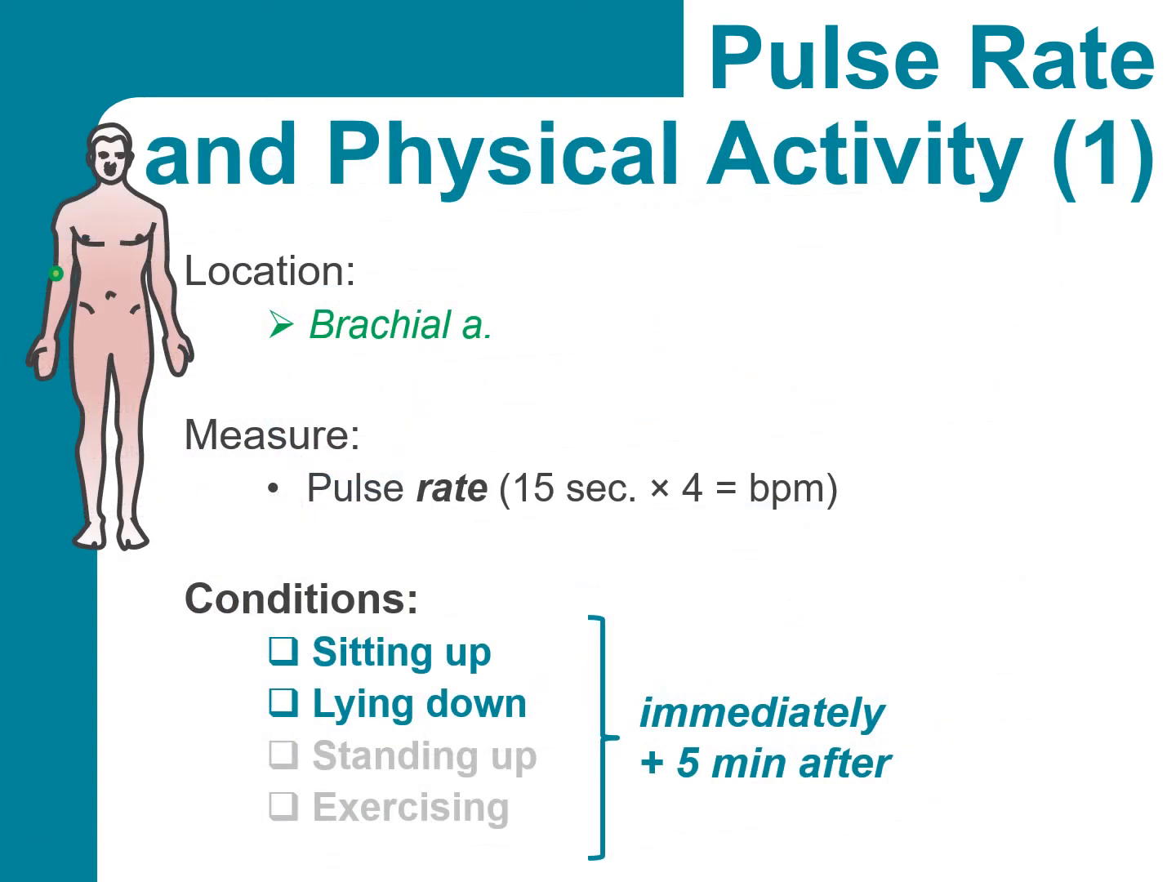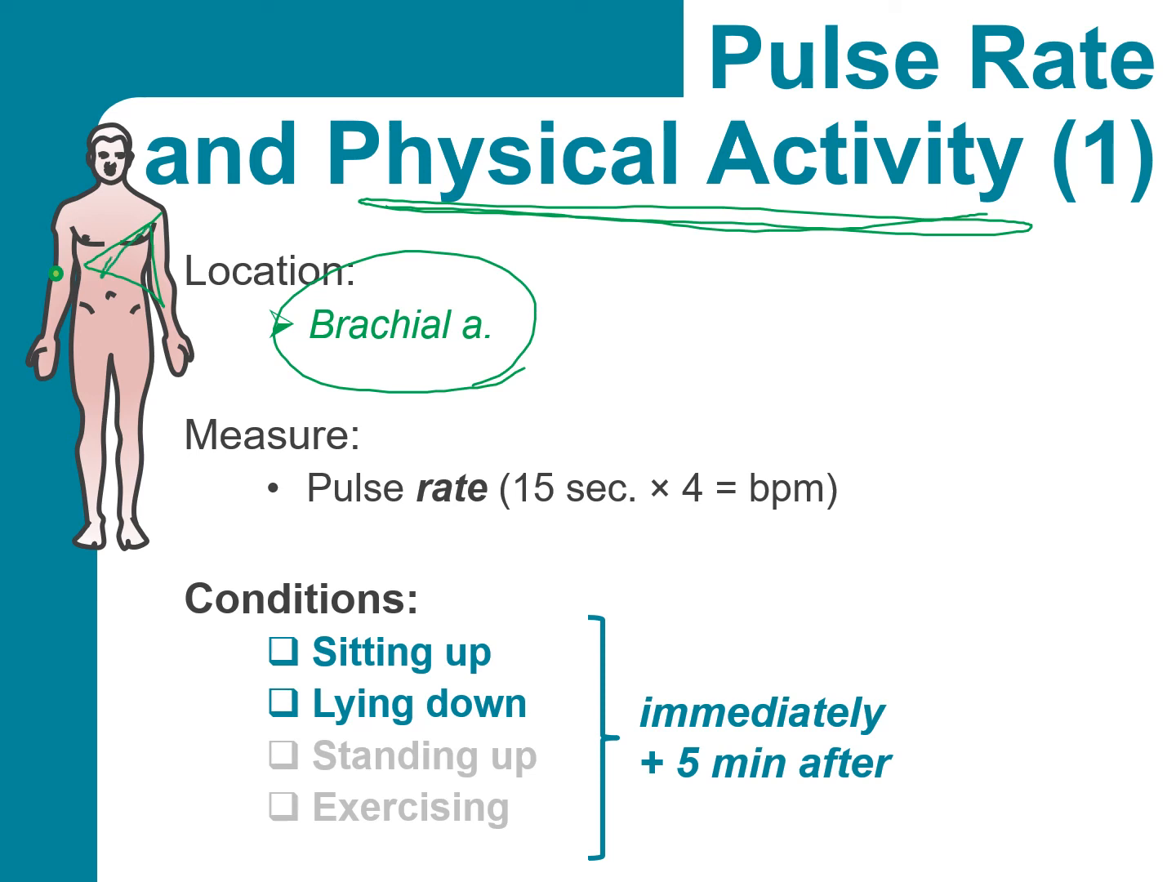Okay, what we are going to do next in this lab is look at the effect of the amount of physical activity on the pulse rate. So to start with, we will take the pulse rate from the brachial artery while sitting normally. Then we will repeat the same, but now with the subject laying down.